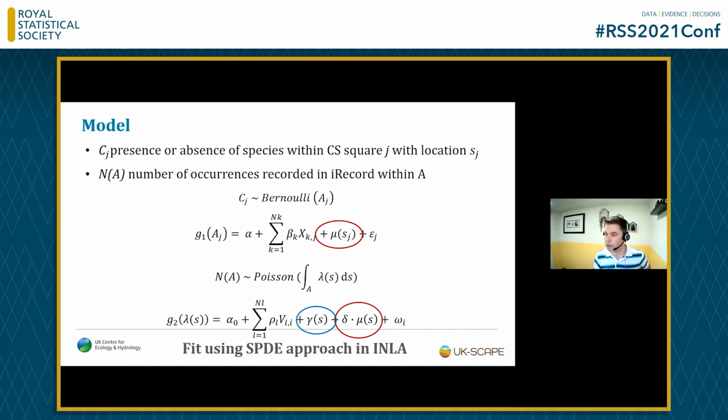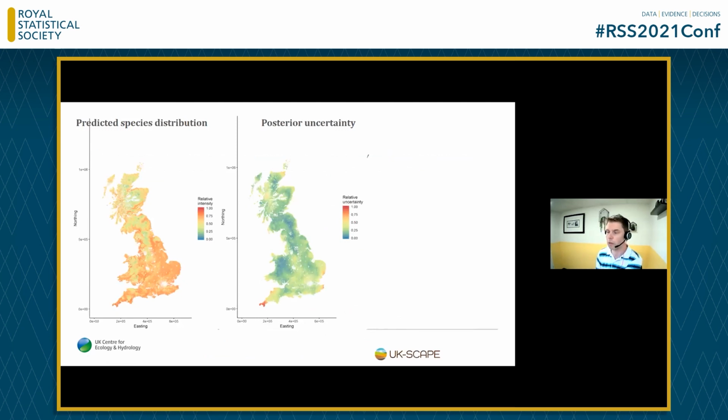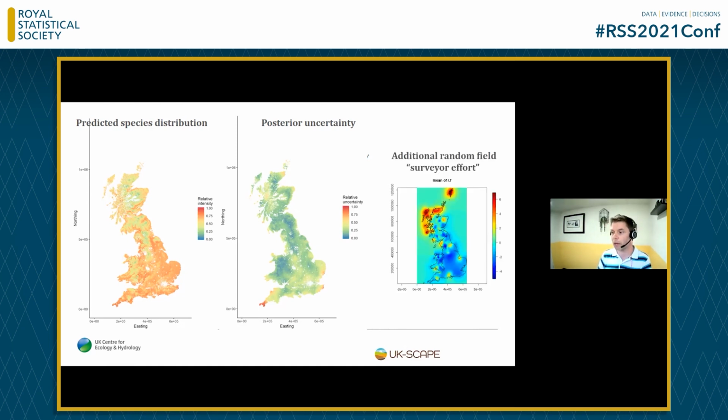We fit this using INLA, using the SPDE approach in INLA, which is fantastic because it means these models can be fit a lot more easily than previously in MCMC. We can produce our species distribution map, the uncertainty associated with it, and we can even pull out that additional random field that's accounting for that bias as well, which is of a lot of interest for the people who run the schemes as well.